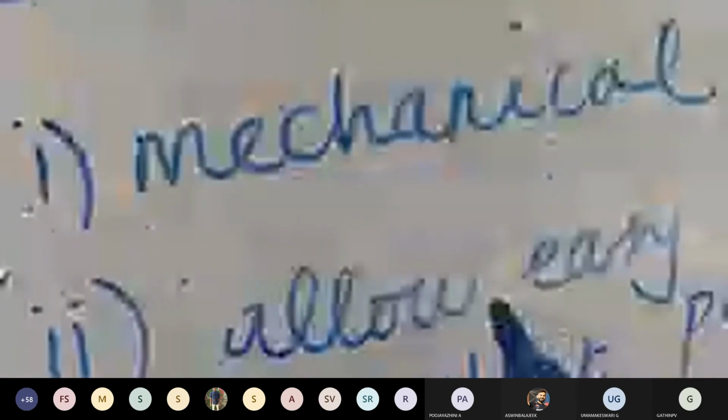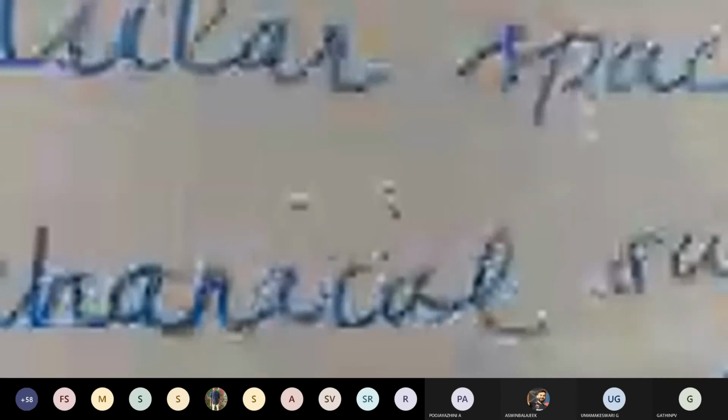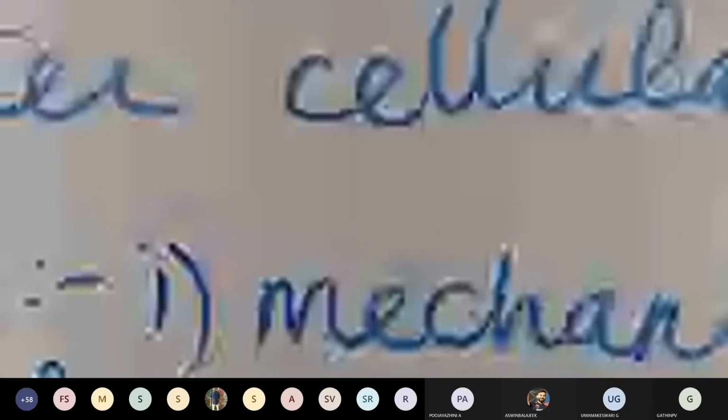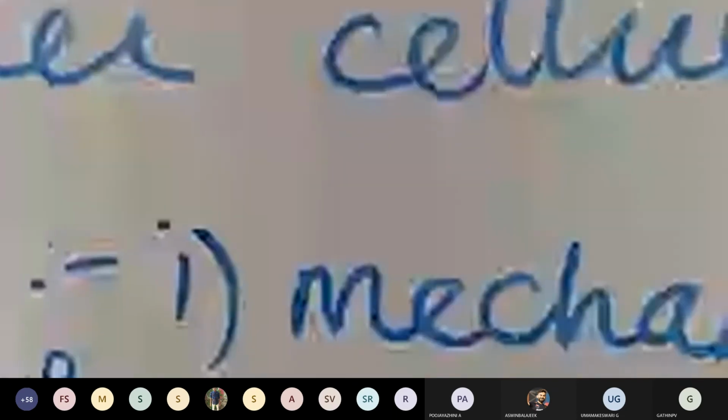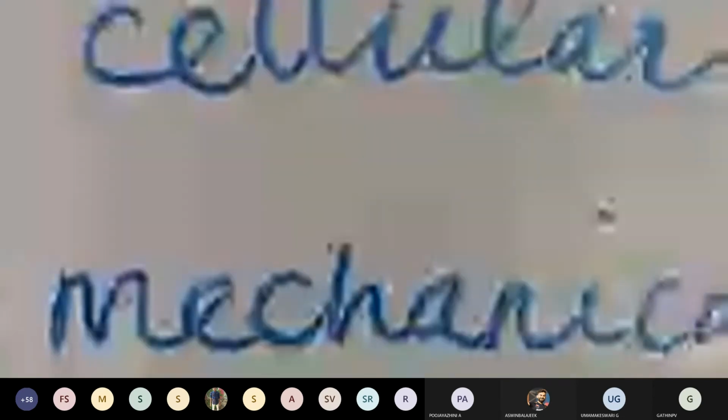What are the functions of collenchyma? They provide mechanical support. What does mechanical support mean? The plant can stand erect. Every plant stands straight, you know, whatever the wind direction or wind speed, it tolerates the wind. For that they need some special mechanical support, which is given by collenchyma.